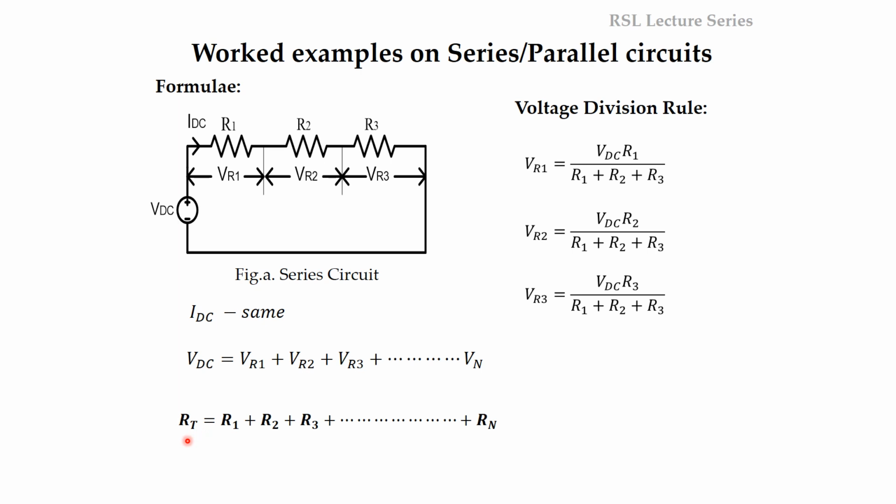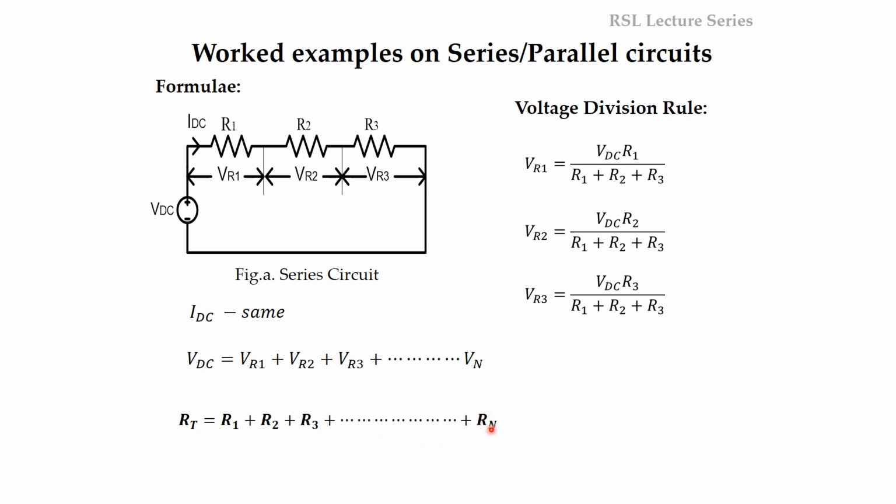Next, the total resistance is given by the sum of all the resistors connected in series. If we consider three resistances, then the total resistance RT is equal to R1 plus R2 plus R3. If we consider n resistors, then it is the sum of all the resistors up to the nth resistance.